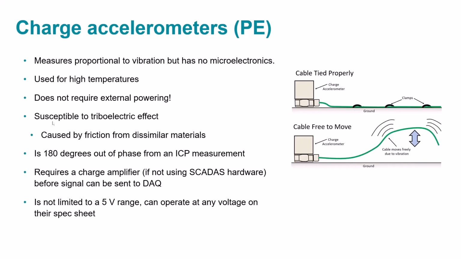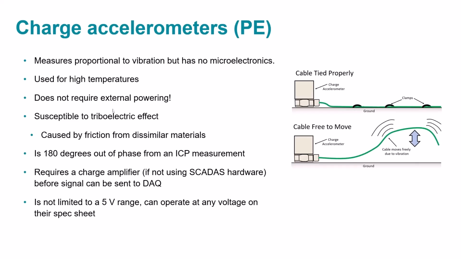The downside is that because that signal is so small, it's really susceptible to something called the triboelectric effect. One interesting thing is if you were to hook up both an ICP accelerometer and a charge accelerometer and measure the same thing, you would measure 180 degrees out of phase.